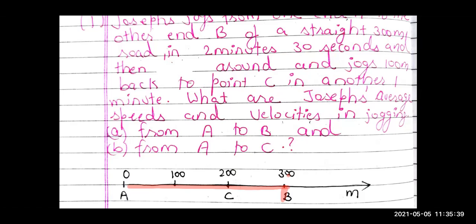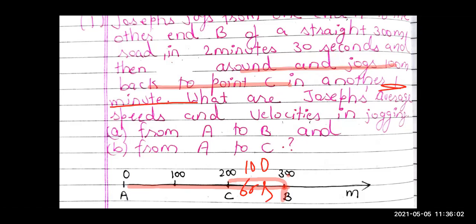And then he turns around and jogs 100 meter back to point C. फिर वो jogging करता हुआ he comes to point C. And this is how much? This is 100 meter. Right, beta? In 1 minute. 1 minute means 60 seconds. So here the time he took is 60 seconds to come from B to C.